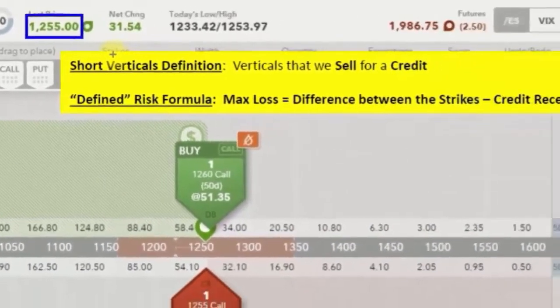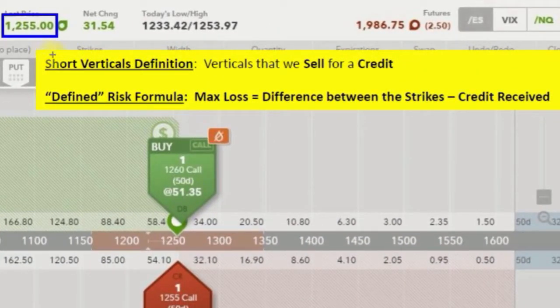So in this case, we're going to look at selling a vertical. So what does that mean? When we short a vertical or sell a vertical, it means we sell it for a credit. And our defined risk formula for verticals when we sell them is our max loss is the difference between the strikes minus the credit received.